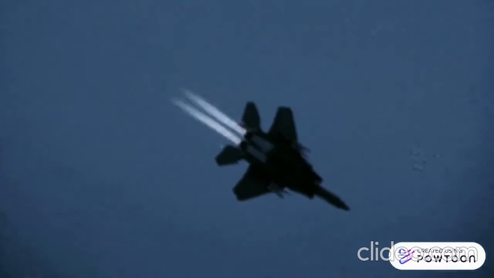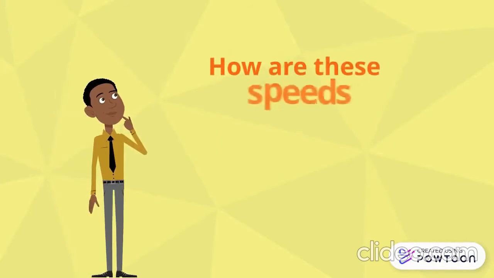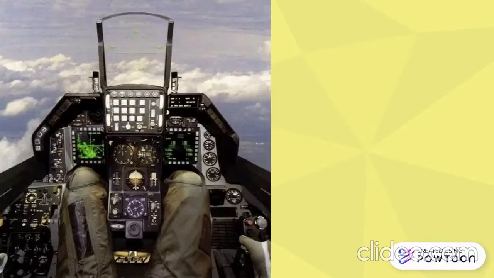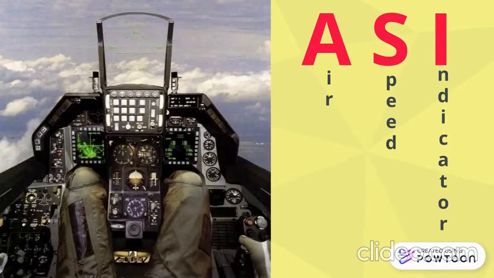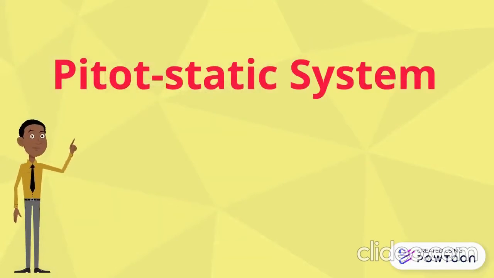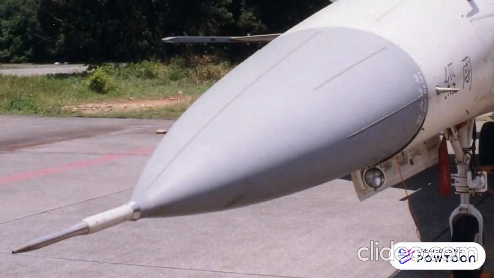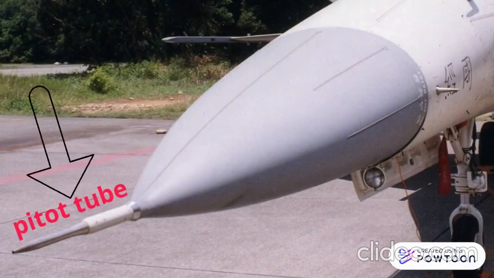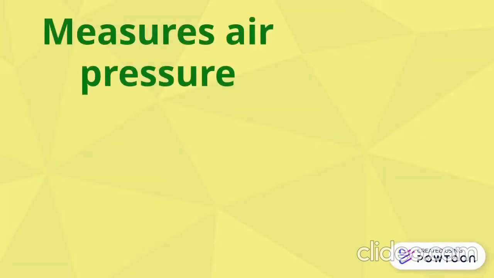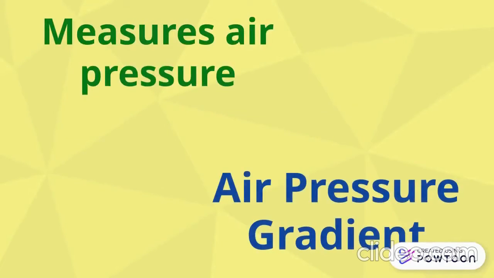Jets are capable of flying at very high speeds. How are these speeds measured? In the cockpit, the airspeed indicator, ASI, uses the pitot-static system to determine airspeed. A pitot tube usually is located at the front end of jets, and it measures air pressure and uses the principle of air pressure gradient.